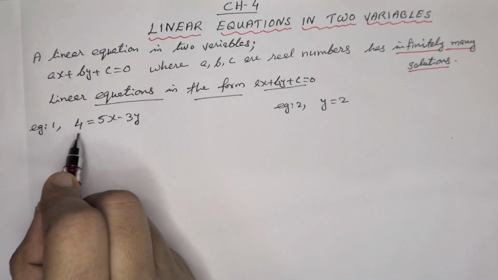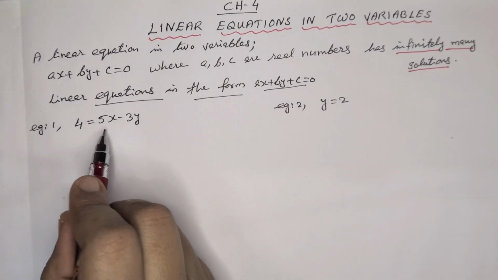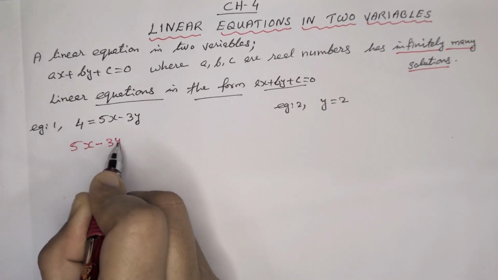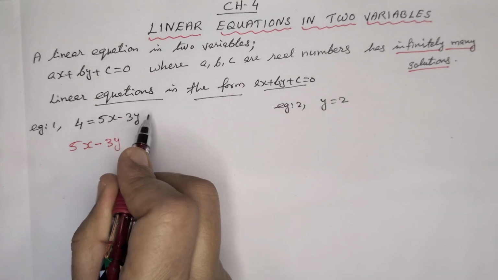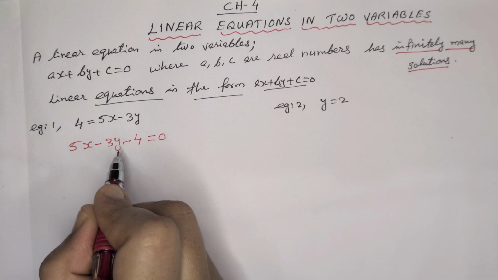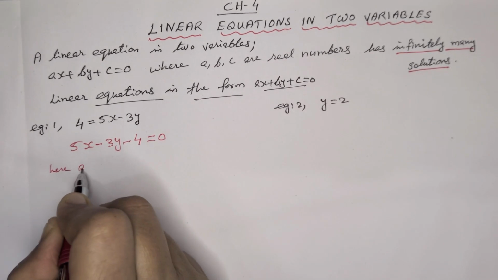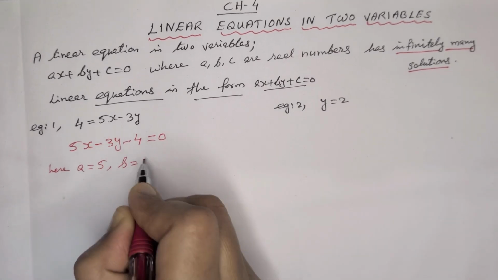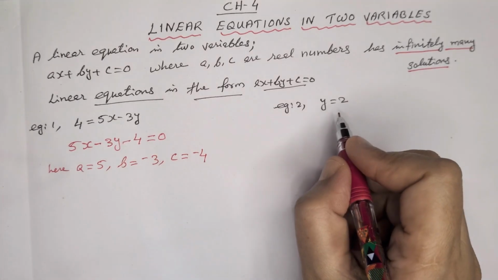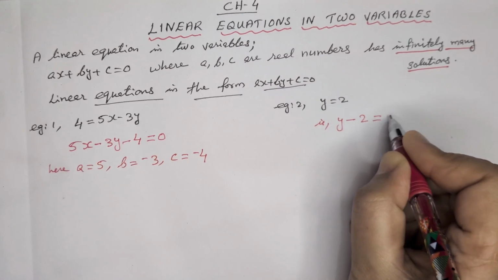Now, write linear equations in the standard form ax plus by plus c is equal to 0. Example 1: 4 is equal to 5x minus 3y. It is not in the standard form. So we can write the same equation as 5x minus 3y; first we take this side and move the 4 to the other side, then it becomes minus 4, equal to 0. Now it is in the standard form ax plus by plus c is equal to 0. From here, a is equal to 5, b is equal to minus 3, c is equal to minus 4. Another example: y is equal to 2. We can rewrite this as y minus 2 is equal to 0.